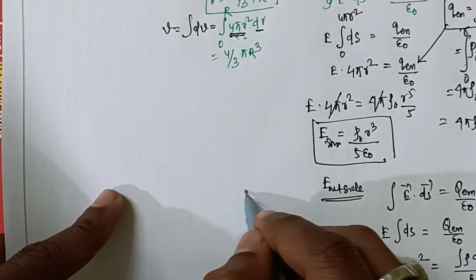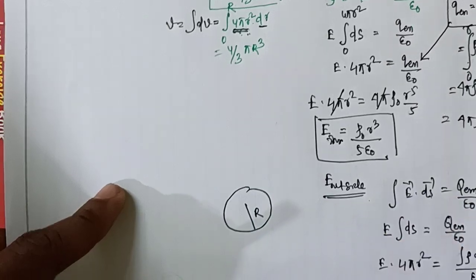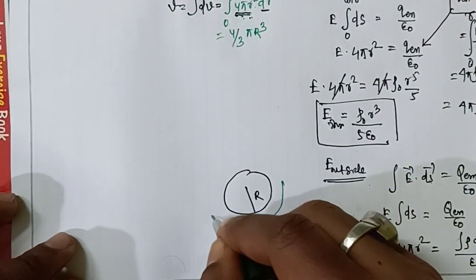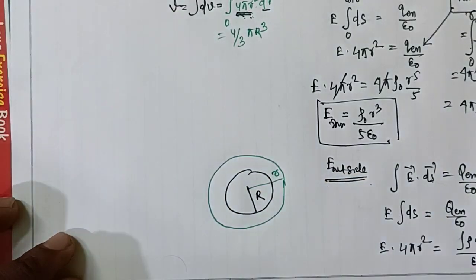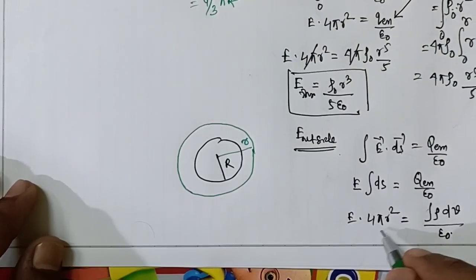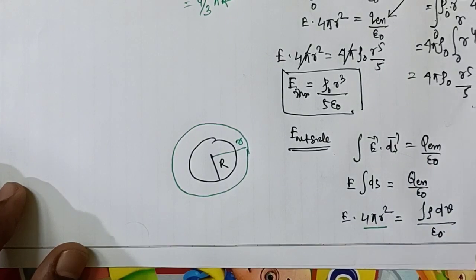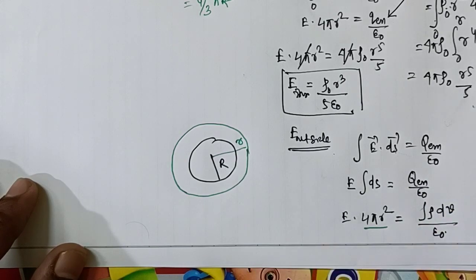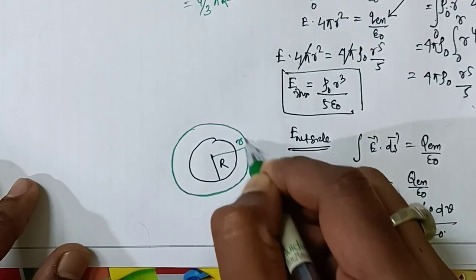But here, if I consider outside, this is my Gaussian sphere, this is my original sphere of radius R, and I will consider the point is outside. So I will consider the Gaussian sphere here, and the radius of the Gaussian sphere is r. That's why the area of dS is whose area? Gaussian surface area. I will simply substitute these things. Rho dV. I will consider how much charge is enclosed within this Gaussian surface.